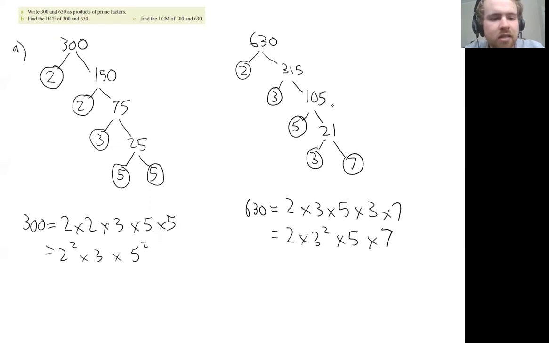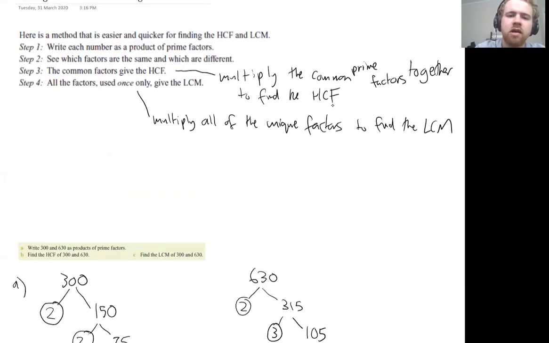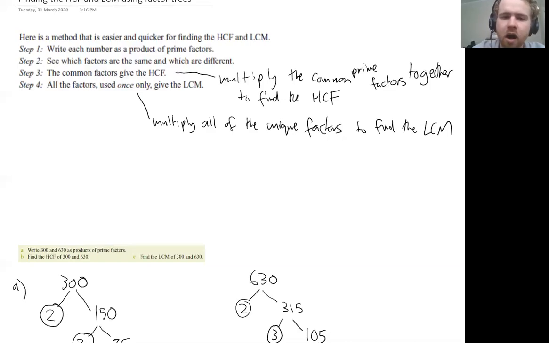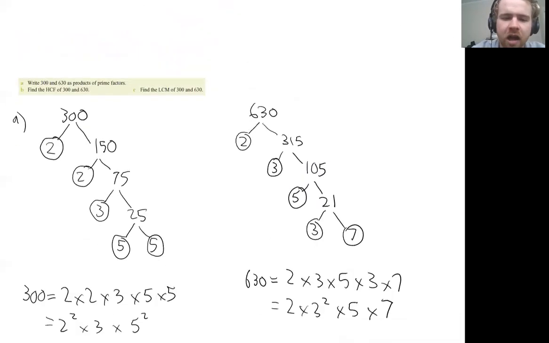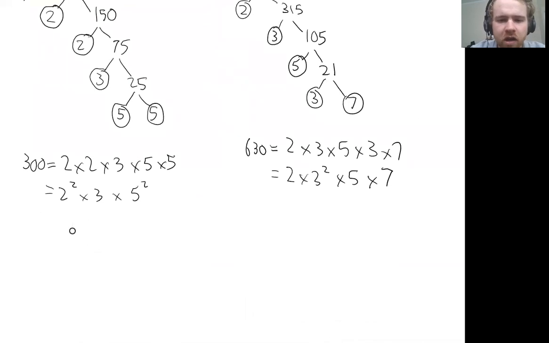Now part B and C, this is where it gets interesting. We want to find the HCF. So if we go just back up here, we multiply the common prime factors together to find the HCF. So we've got to think, what are all the common prime factors? They each have a 2. However, 630 only has 1 2 in it. So the common ones, we're going to have 2.